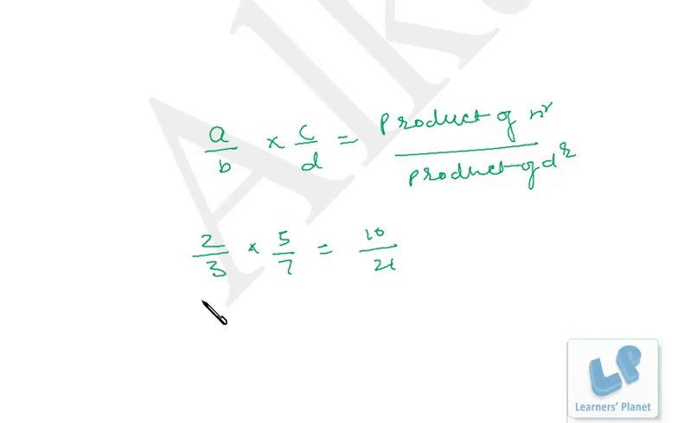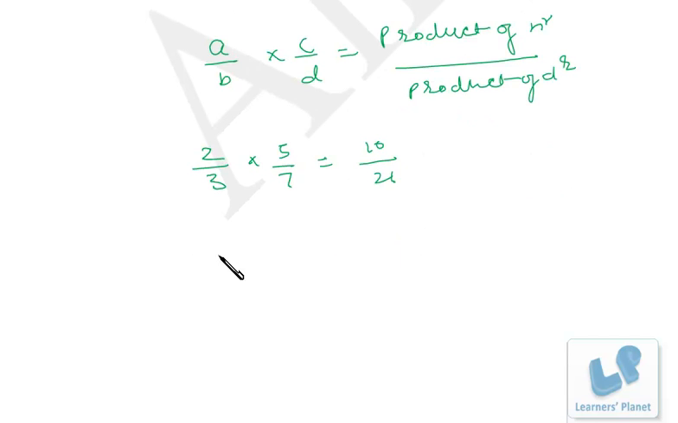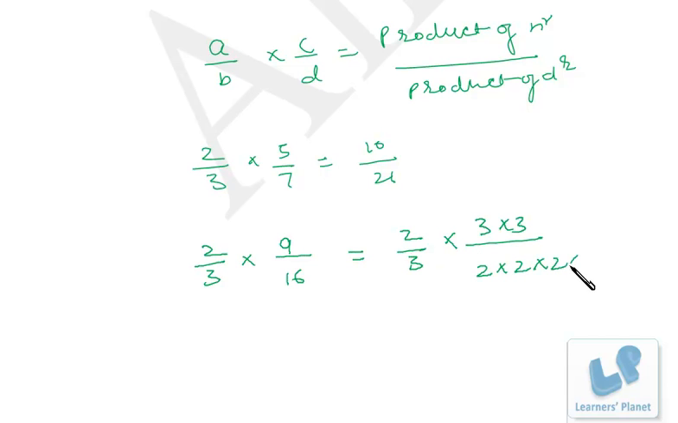Now what happens if you have any common factor? Then you can reduce the fraction to its simplest form. Suppose I have the fractions 2 by 3 and maybe 9 by 16. Right? Now just watch it carefully. 9 is 3 times 3, and we have 3 in the denominator, 9 in the numerator. So what you can do, you can factorize it. 9 can be written as 3 into 3. 16 can be written as 2 into 2 into 2 into 2.